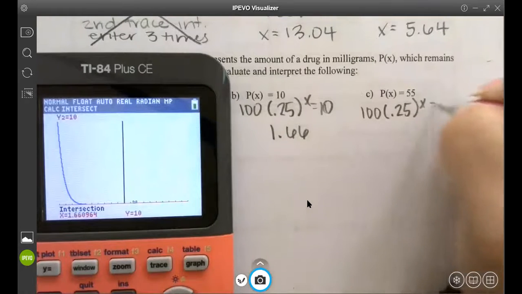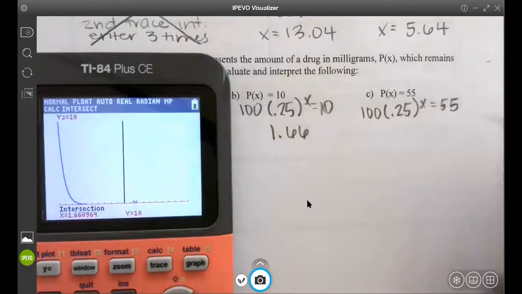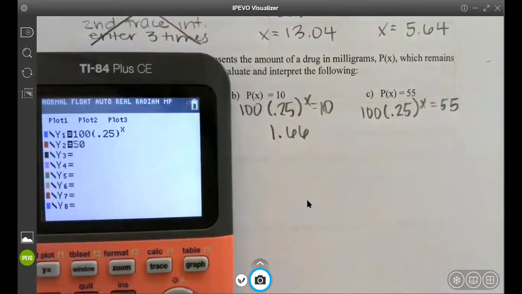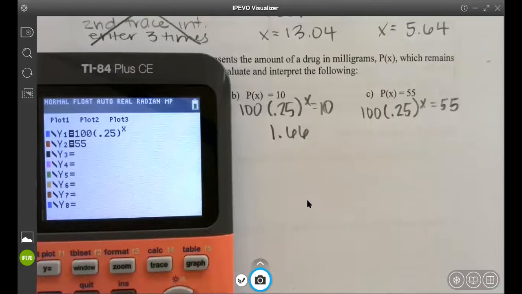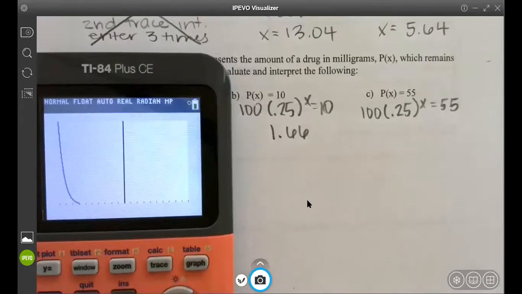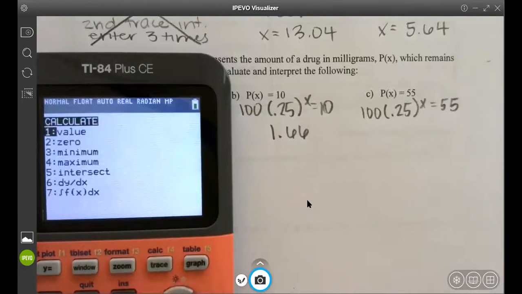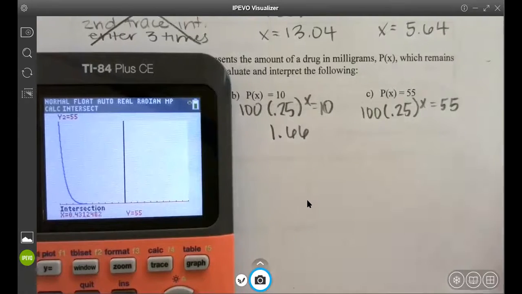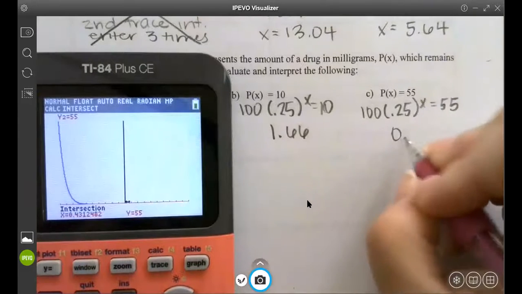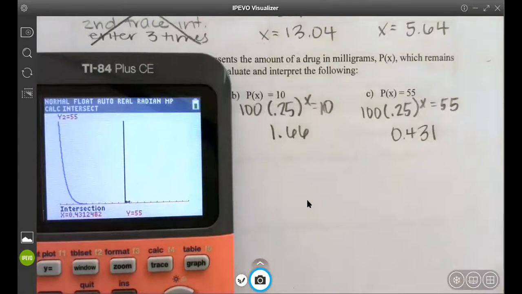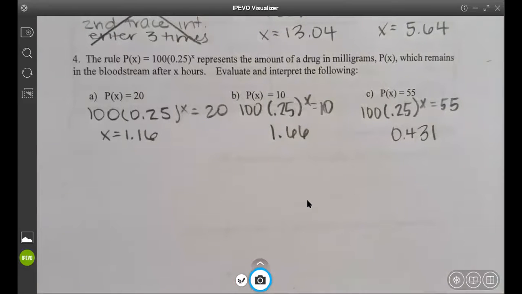Doing the same thing on the next one, it's just equal to 55. So all you're going to change is your second y equals to 55. I'm going to go ahead and graph and see if I can see my intersection. And I see my red line down there, so I'm going to try it. And we get 0.431. Any questions?